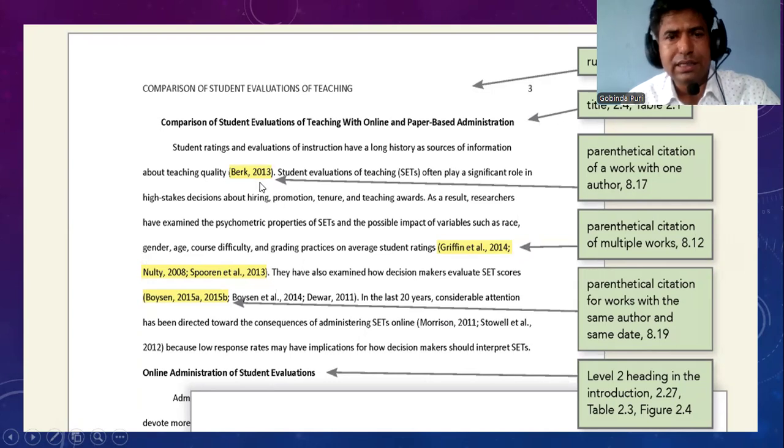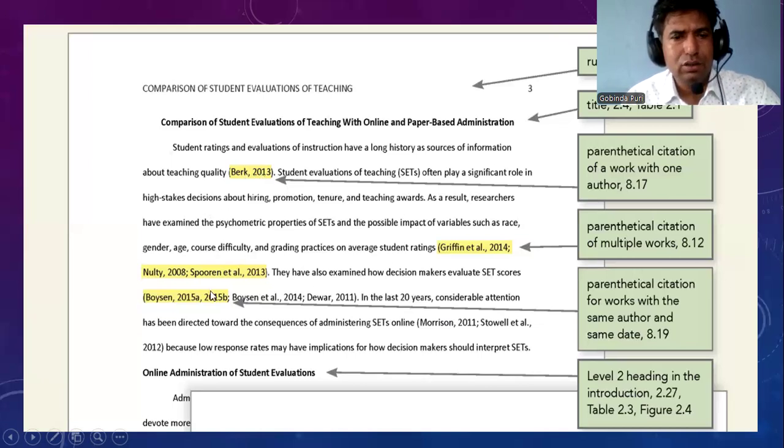And let's talk about the citation. APA 7th style talks about two types of in-text citation. One is parenthetical citation, and another one is narrative citation. Parenthetical citation means just giving the author name and the date, even the page number, within the brackets, within the parentheses. That means the author does not remain active here in parenthetical citations.